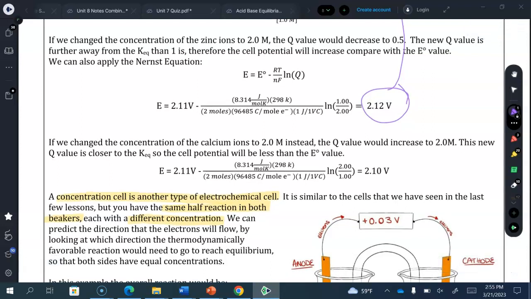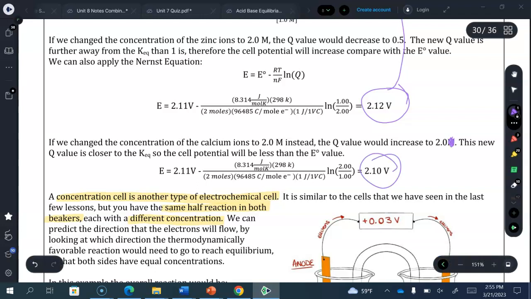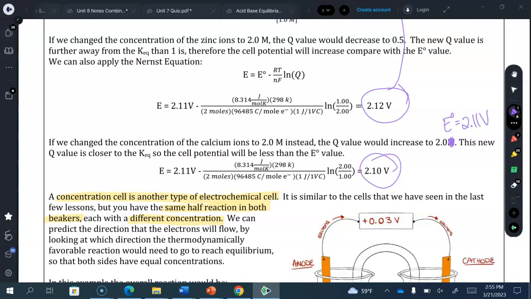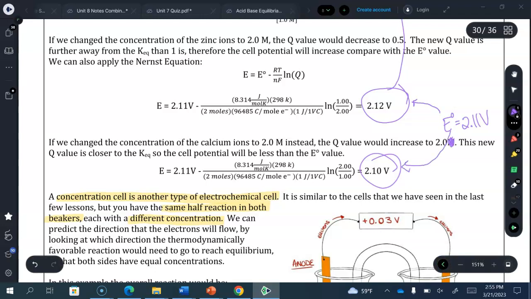If you change the concentration of the calcium ions to instead, Q is then 2, not 2 molar, it's unitless, it's 2. This new Q value is closer to KEQ, so the cell potential will be less than the E value. We notice it does decrease, right? Our original standard one is the 2.11 volts, right? So decreasing Q makes E go up, increasing Q makes E go down.